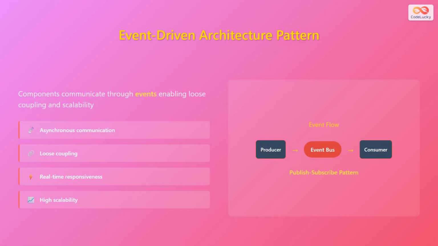In the event-driven architecture pattern, components communicate through events, enabling loose coupling and scalability. The characteristics include asynchronous communication. The components are loosely coupled. It gives real-time responsiveness. It gives high scalability. The architecture follows a publish-subscribe pattern, where a producer sends events to an event bus, which then distributes them to consumers.